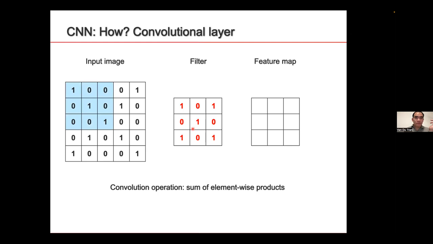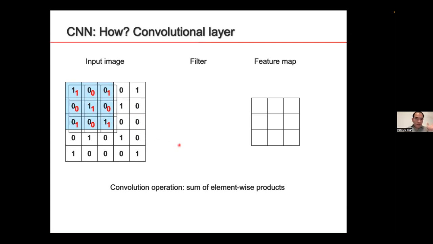For example, we consider a sliding window of a 3 by 3 matrix. And the values of weights in the feature represent something we want to detect. For example, with this feature, we try to detect an X form, a small X pattern in the image. If I multiply the filter with the sliding window in the input image, just pairwise products, and take the sum of them, I look at where they have one and one in the sliding window. So we have three of them. So the sum is three. So we get the value of three in the result that we call a feature map.